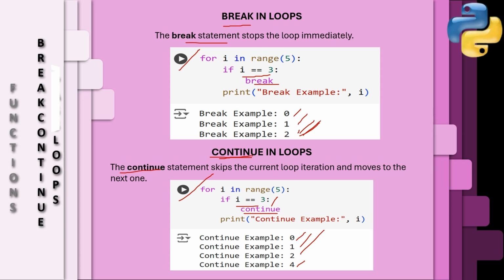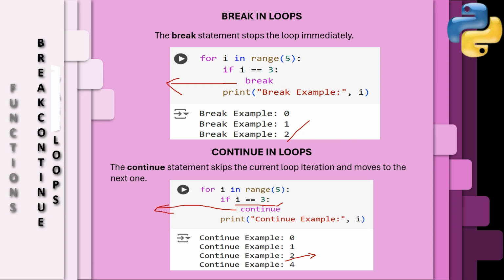The difference between break and continue is that break will break the loop immediately and exit the loop. From this example, we can see it only printed up to 2. It broke the flow where 3 and 4 should be printed. Coming to this continue loop, it skipped the number 3 as the condition is met. This is the difference between continue and break.